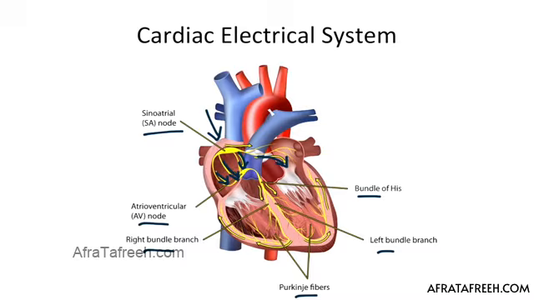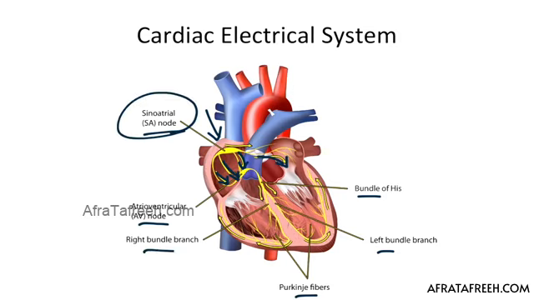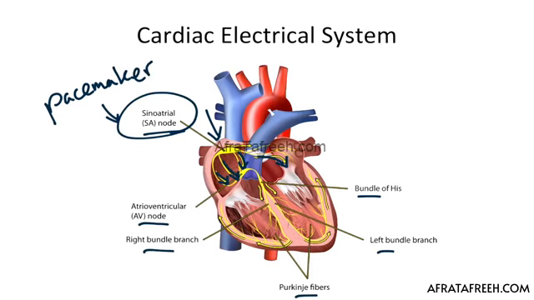It's important to know that the SA node normally sets the pace of the heart by spontaneously depolarizing faster than any other component of the electrical system. So the SA node is commonly called the pacemaker. The other components, such as the AV node or the bundle of His, also depolarize, but because they depolarize less frequently than the SA node, they ultimately become eclipsed by the SA node.